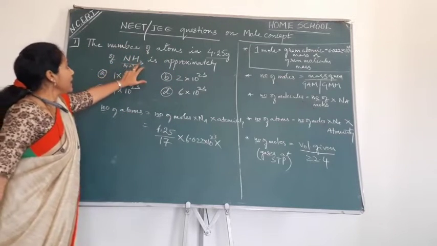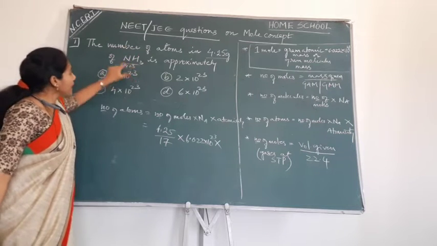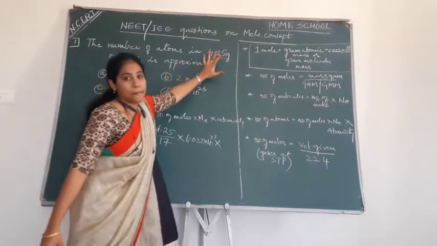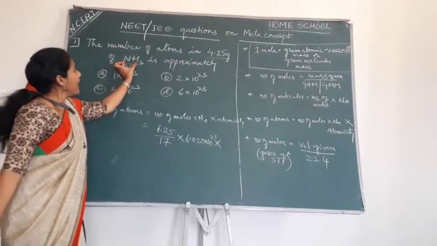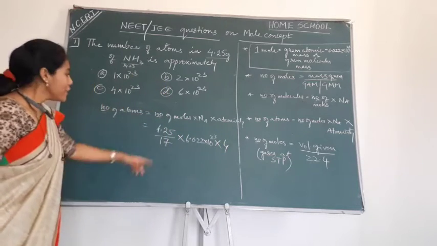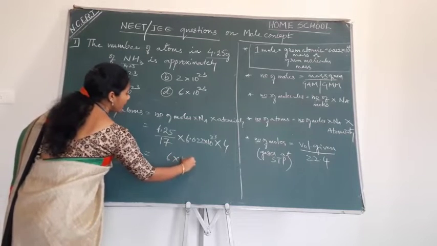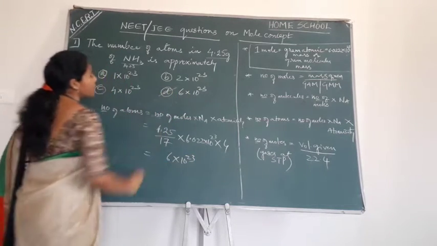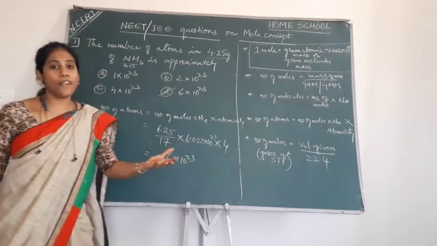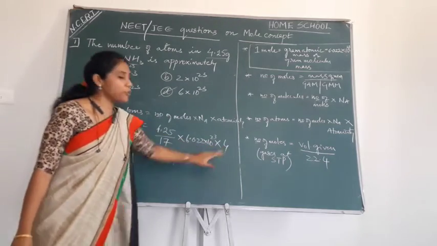They are not specifically asking how many hydrogen atoms and how many nitrogen atoms. They are asking the total number of atoms present in this amount of substance. So one molecule has how many atoms, guys? 3 plus 1, that is 4. So here atomicity is 4. This is the calculation you should do, and you will get the value 6 into 10 to the power of 23. So your correct option is D. Got to know atomicity? They are asking the total number of atoms. So one molecule has 3 plus 1, 4 atoms, so atomicity should be 4.